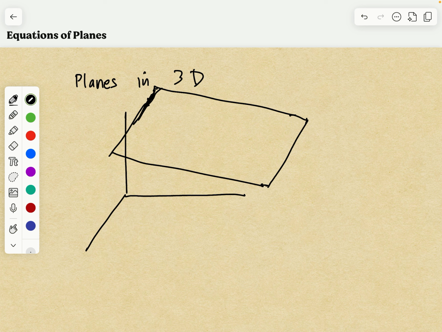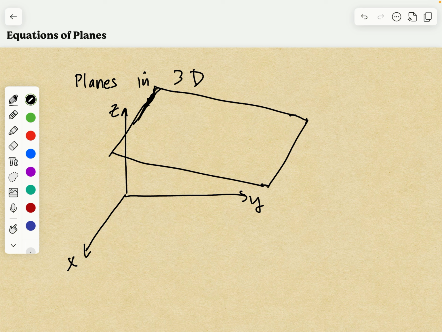We're looking for an equation involving x, y, and z. Here's the positive x direction, positive y, positive z. We're looking for an equation involving x, y, and z such that when you look at all the points x, y, z that satisfy the equation, that's going to be a subset of R3, and you end up getting the plane. That's what we're looking for when we say that we're looking for an equation for the plane.